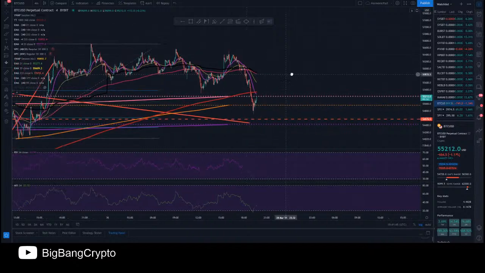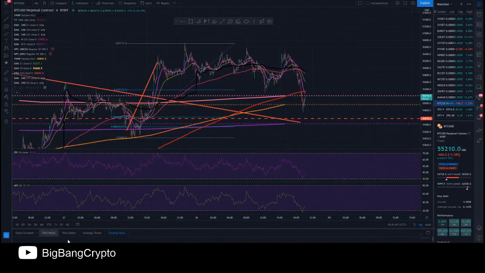So that was the RSI and MFI, and we're coming back up from our area that we were interested in buying. So that's looking nice right now. And then we can go back to our trading on Bybit.